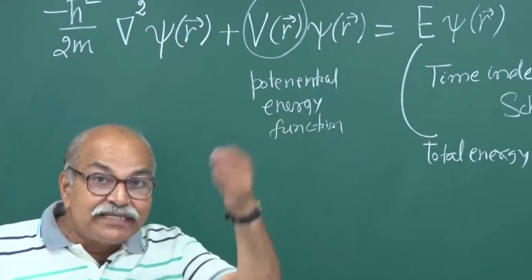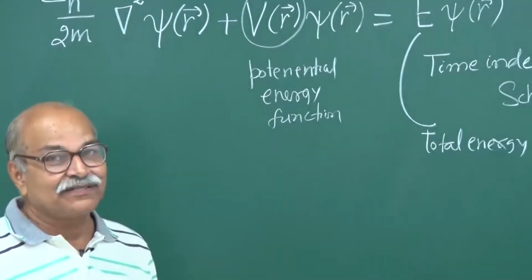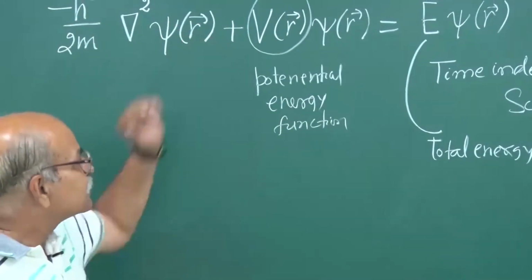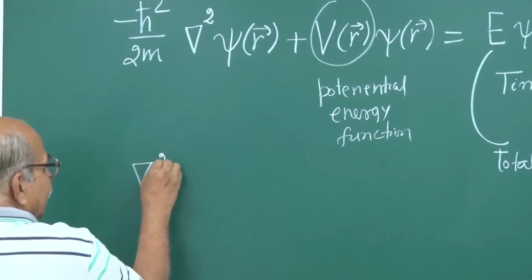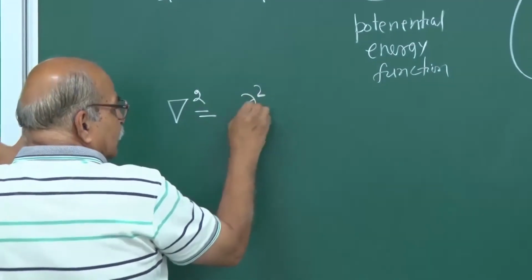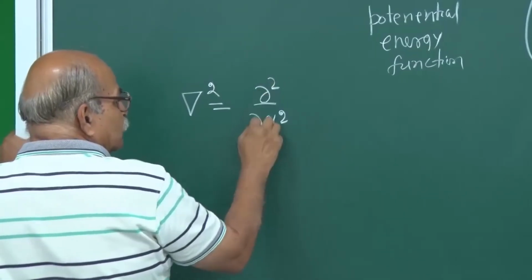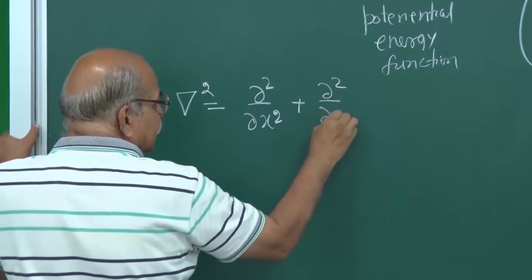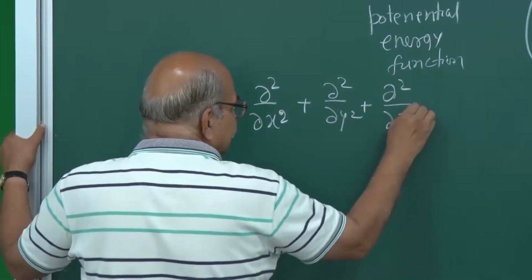And where is that quantization, n equal to 1, 2, 3? How will it be quantized? It will be quantized by this equation itself. So first let me tell what this del square is. Del square, if I am using Cartesian coordinates, is written in partial differentiation as del 2 del x square plus del 2 del y square plus del 2 del z square.